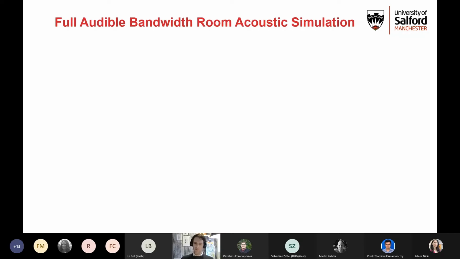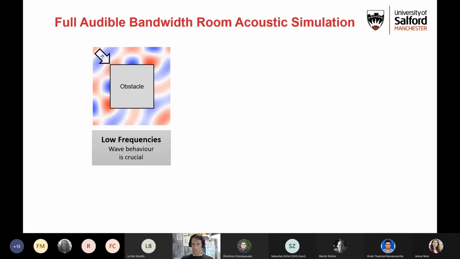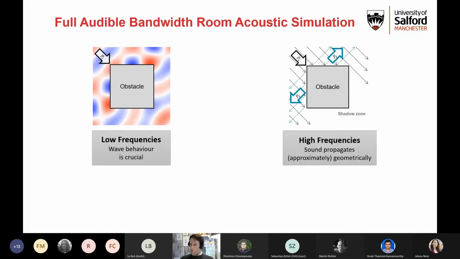We need to identify that at low frequencies, wave behaviour is crucial. I've got some incident wave coming in and scattering off this cuboid obstacle here. You can see some patterns of pressure there. Whereas at high frequencies, sound propagates pretty much in straight lines, approximately geometrically. And you start to identify certain terms and reflections. You can see some rays bouncing off in green there, which are the first order reflections. And you can see a shadow zone emerge at the back. And these two things are obviously very different.